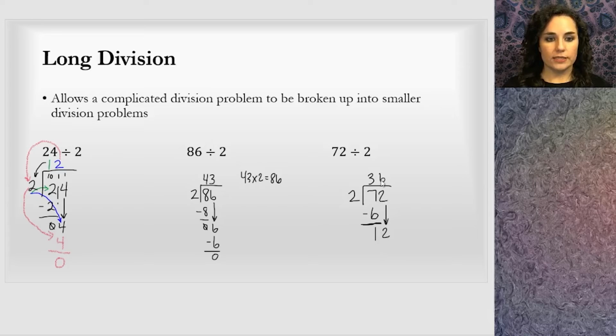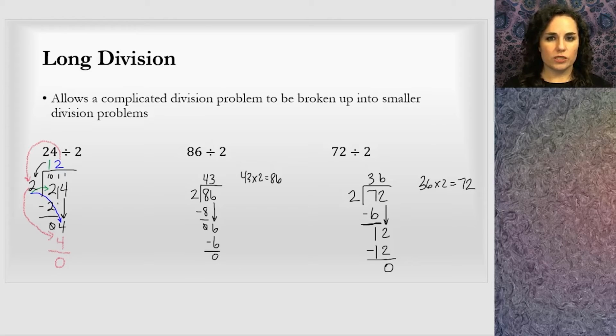So I can write 6 up here. And so when I multiply 6 times 2, and I write that down at the bottom and subtract, I have nothing left over. And I know that 72 is an even number and it should divide evenly by 2. And I know that now 36 times 2 equals 72.